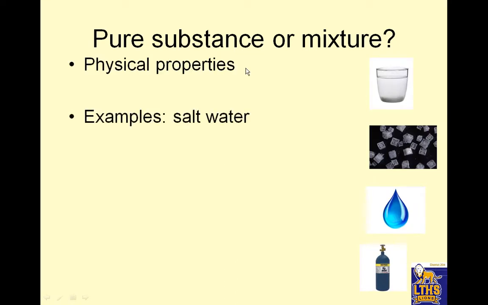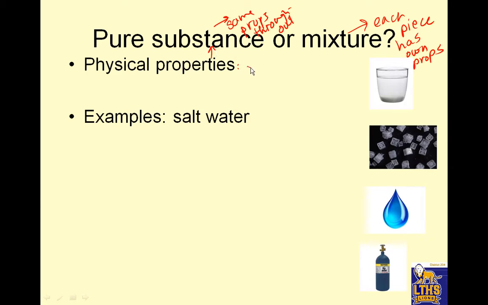Okay, pure substance or mixture. So what we can use to help decide is the physical properties. Pure substances have the same properties throughout. Mixture, each piece has its own properties. So the physical properties of a pure substance are the same throughout. The physical properties of a mixture, each piece has its own props.